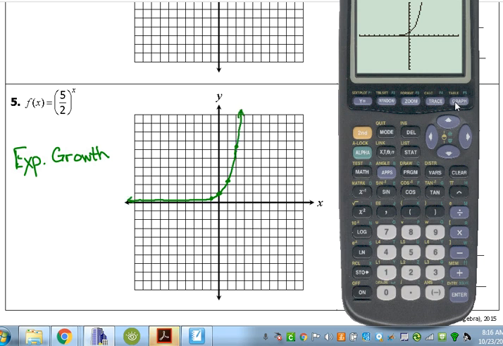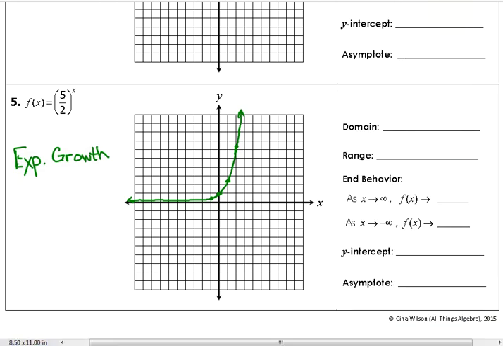Okay, so this is not the steepest one yet. Number 3 was a little bit steeper. But what I want you to see is the bigger that base gets, the steeper this graph is going to get. The smaller the base gets, the less steep it's going to get. So the domain's still all real numbers, and the range, the y values are still bigger than 0, they're always positive. On the right side, the y values are going to positive infinity, and on the left side they're going to 0. Our y-intercept's still the same, and our asymptote is still the same.